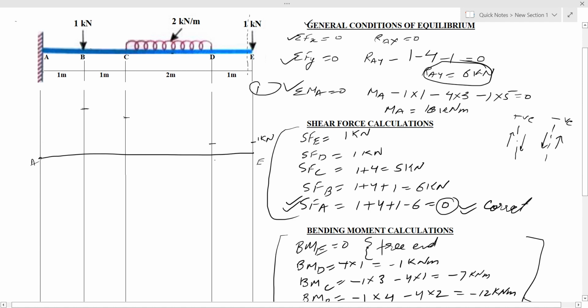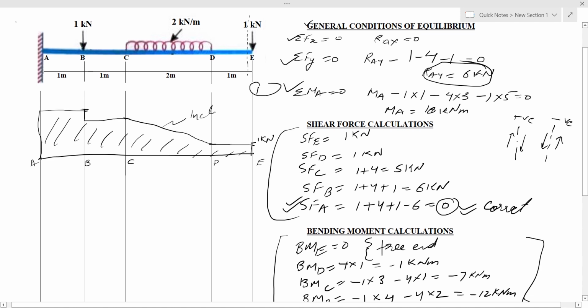Here at point E, D, C, and B. Now we'll join the lines like this. Between C and D, since it is a UDL, we'll draw an inclined line joining C and D. Here it will be straight since no load is acting between B and C. This is how we will draw our shear force diagram. This is an inclined line. This is 1 kilonewton. At point C it is 5 kilonewton. Here it is 6 kilonewton. Finally at point A it is 0. So this is shear force diagram for our cantilever beam.